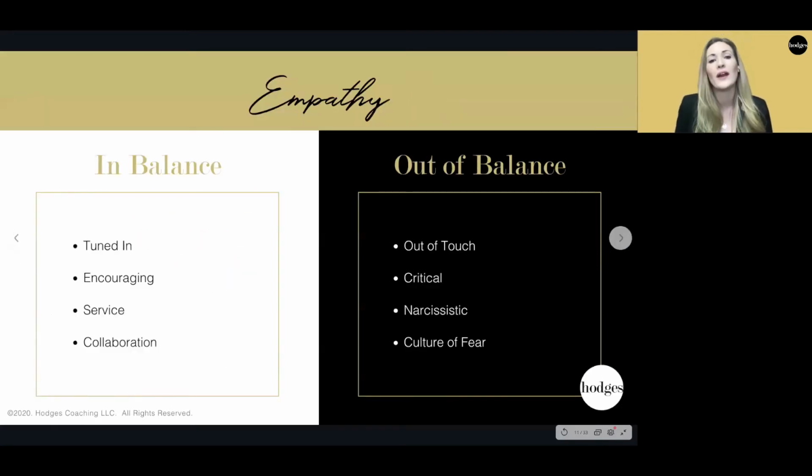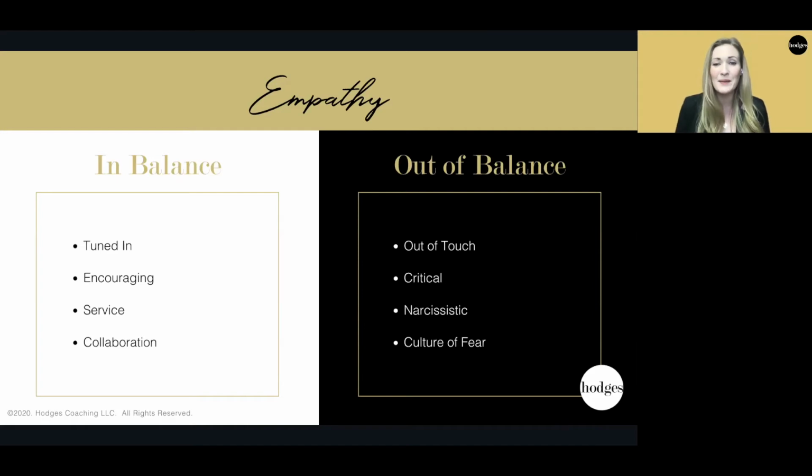So, real quick, empathy. Again, we're going to dig into it a lot deeper next week. But empathy, when it's out of balance, a leader's typically out of touch. They're highly critical. They tend to be narcissistic. It's kind of all about what people can do for them. And that creates a culture of fear.